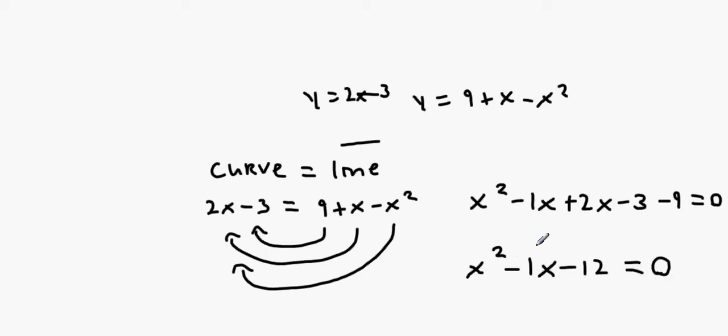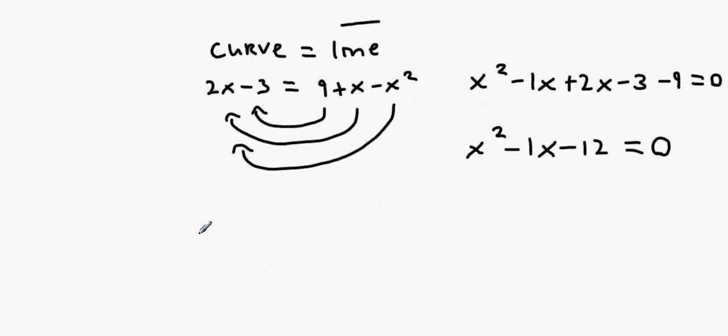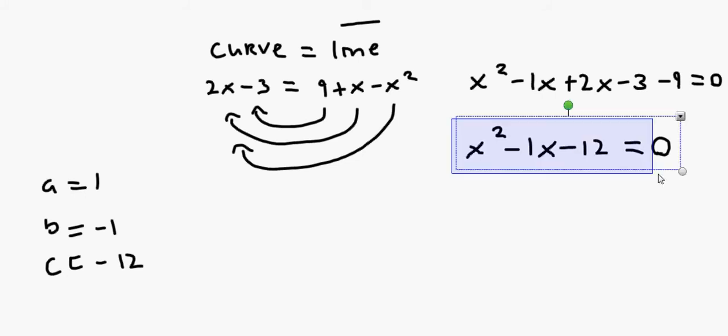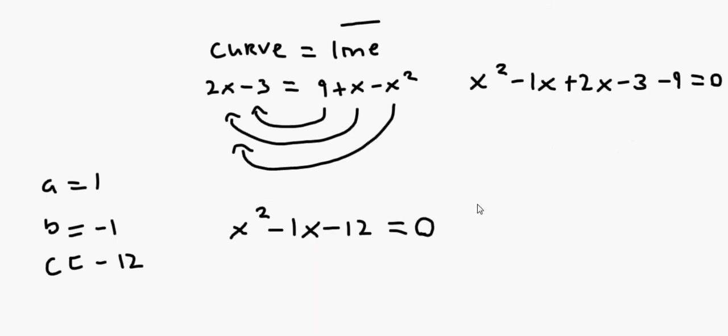Now we can solve this equation using two methods. We could use the minus b formula, where a equals 1, b equals minus 1, and c equals minus 12. Or we can do the reference number method. For this particular example, I'm going to go for the reference number method. The reference number method involves multiplying the first number by the last number, and we get a reference number of minus 12.